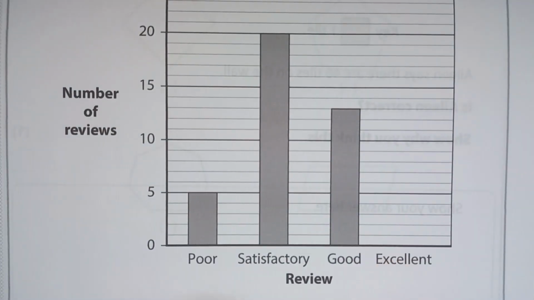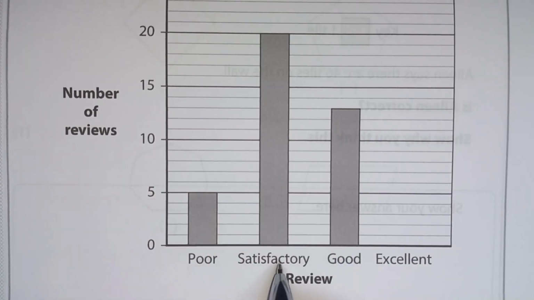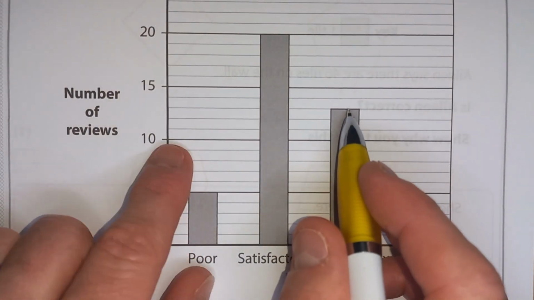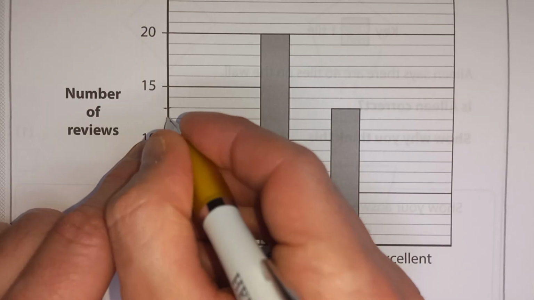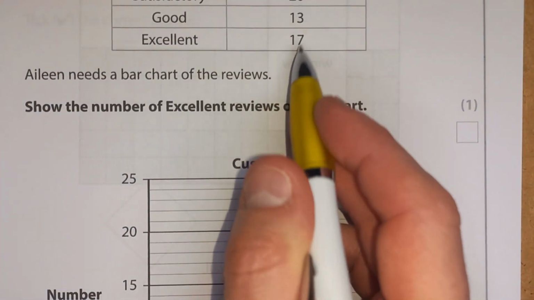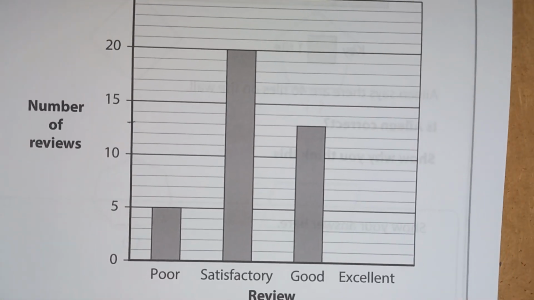So they've already plotted them. You can see poor reviews, we've got 5. Satisfactory reviews, we've got our 20. Good, well, it doesn't tell us what number this is, but we can count up. That'd be 11, 12, 13. So that agrees with what we had here. Now we need to mark 17 excellent reviews on here.